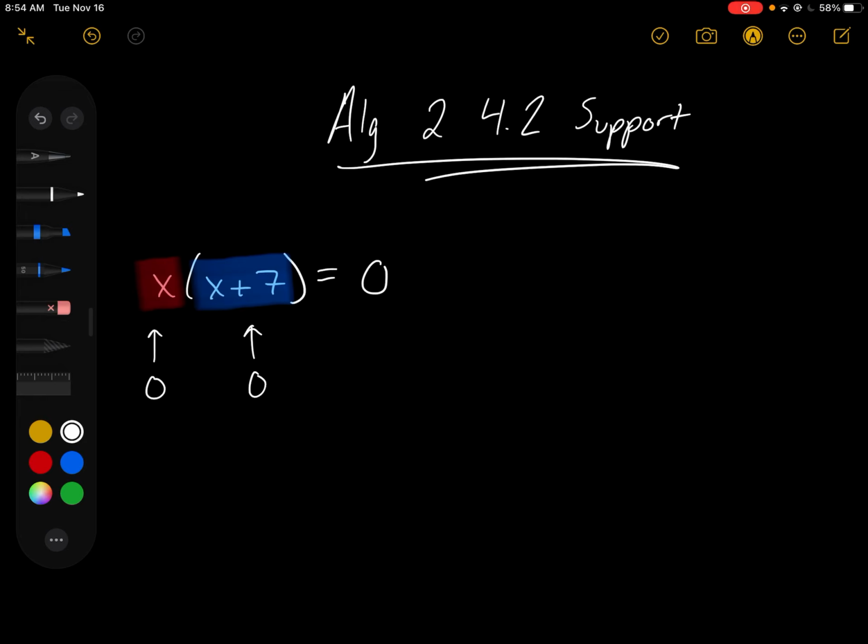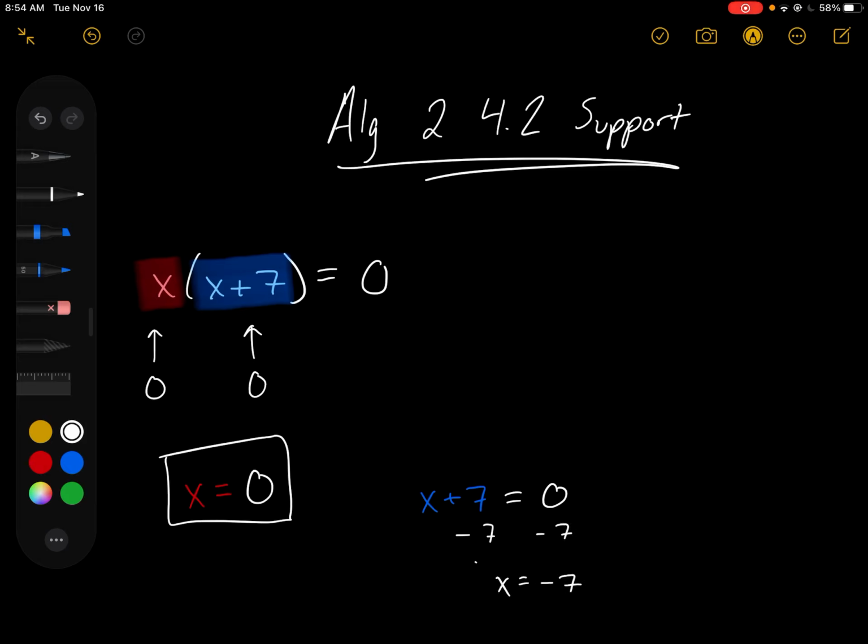So the way that we set this up is we take what's in red and we set that equal to 0. We can also take what's in blue, and you guessed it, set it equal to 0. So if you have multiple terms, if you are multiplying them, you take each of the products, set those products equal to 0. So here's one answer. The second one, we have one algebra step to go through, and boom, there is our second answer. So 0 and -7 are the two correct answers for that first question.